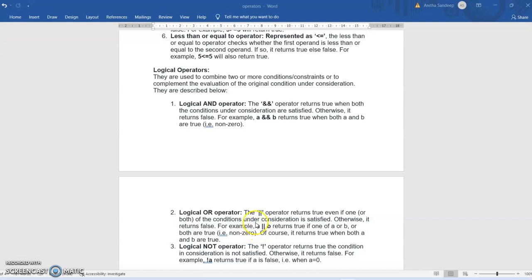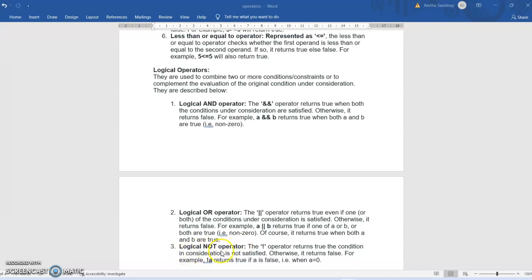So if A is true, then it directly returns true and it does not evaluate the B. If A is false, then only B gets evaluated, and if B is true, it returns true. Otherwise, if B is false, then it returns false.